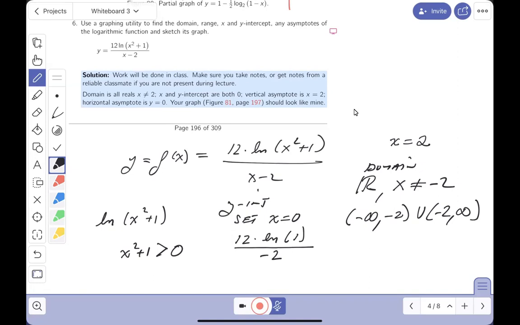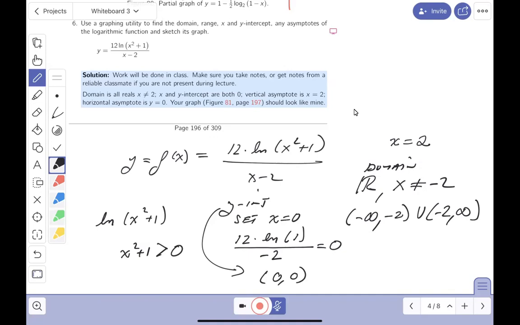What do you get there? You get 0. Now, someone says, why is that? Well, the natural log of 1 is 0. And what's 12 times 0? 0. What's 0 divided by minus 2? It's 0. So I got a y-intercept. What's a y-intercept? 0, 0.